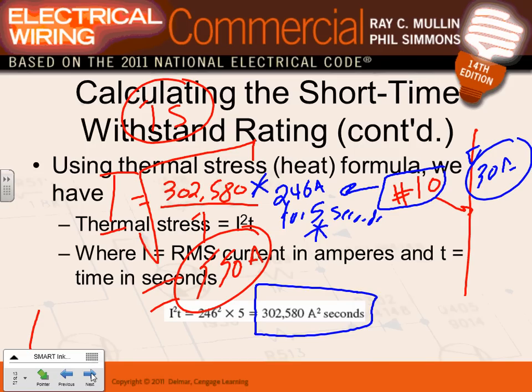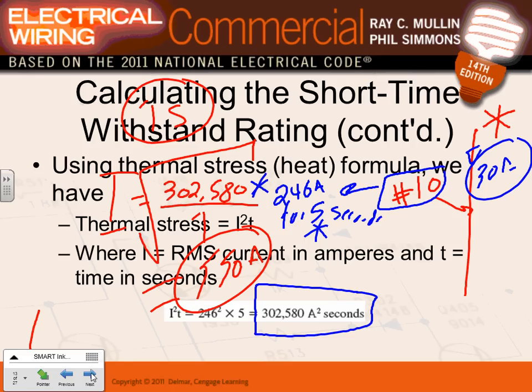1 second. But for 5 seconds, how much can this conductor carry? 246. Now, forever, how much can this conductor carry? 30 amps. Can you guys see the difference? The conductor can carry different amounts of amps for different amounts of time. Typically, that's the continuous rating, that's how we size the equipment. This is how we size for the short circuit for these equipment. So, long story short, I'm going to give you a quick break here.